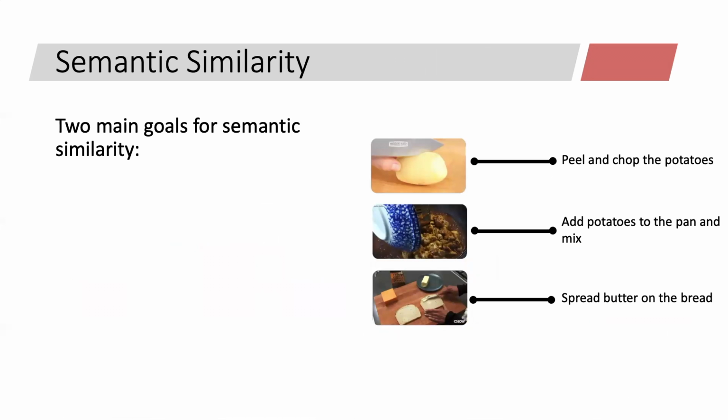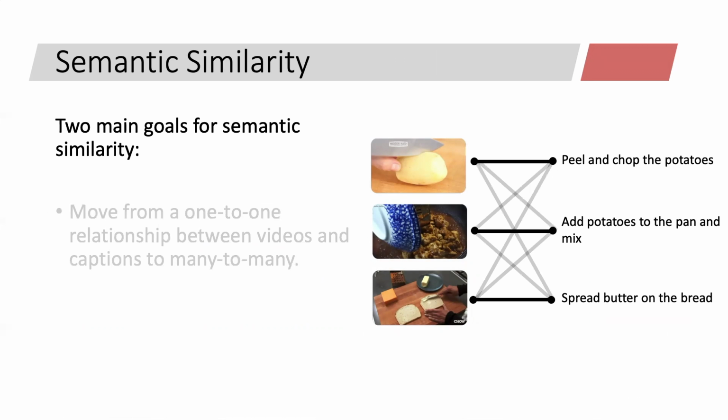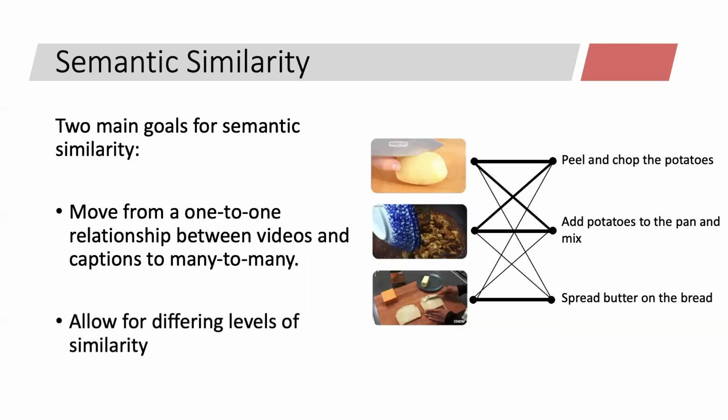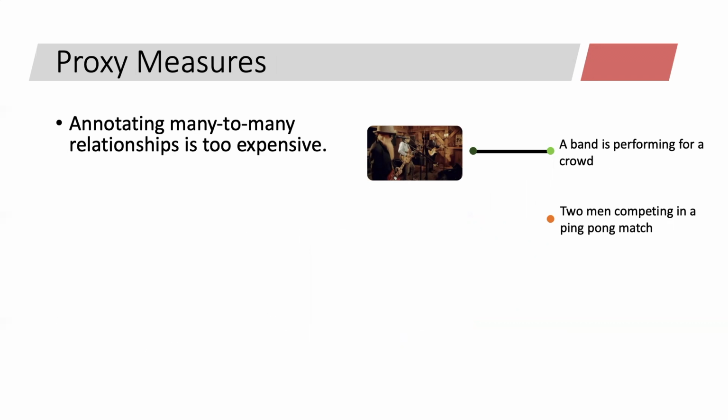In this paper, we introduce semantic similarity for video retrieval, and we have two main goals for this. Firstly, we want to move from a one-to-one relationship between videos and captions to a many-to-many relationship. And secondly, we want to allow for differing levels of similarity between videos and captions. However, annotating many-to-many relationships is too expensive. Instead, we introduce the notion of using a proxy function.